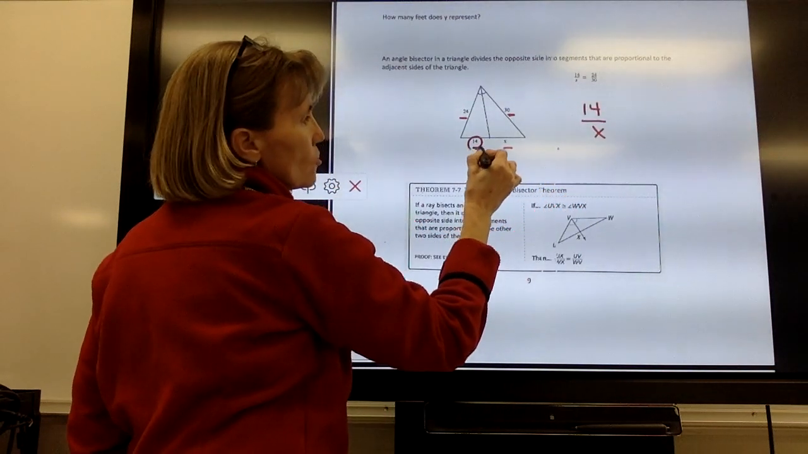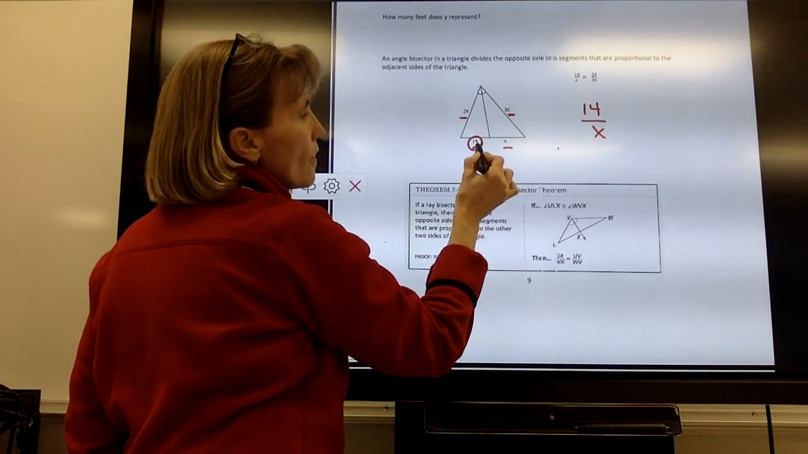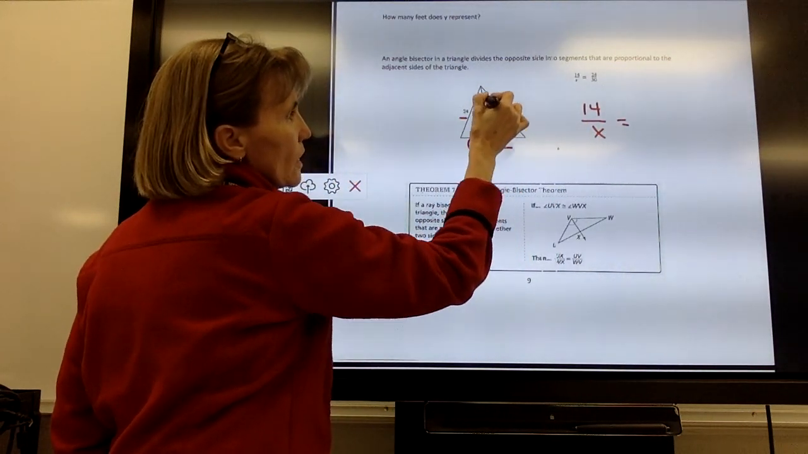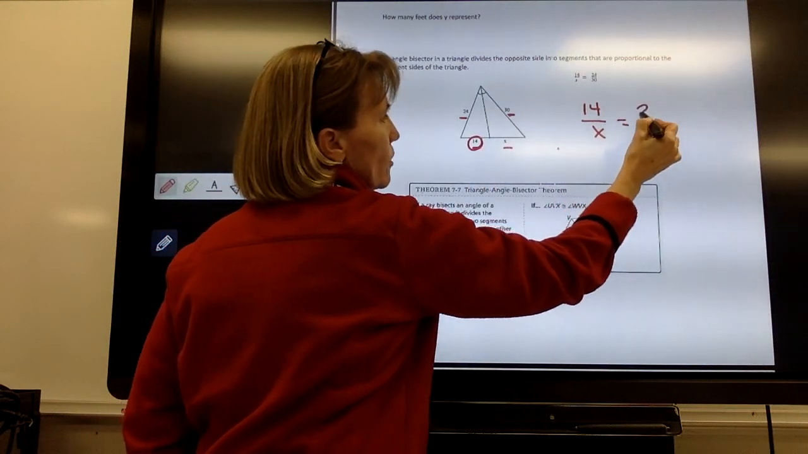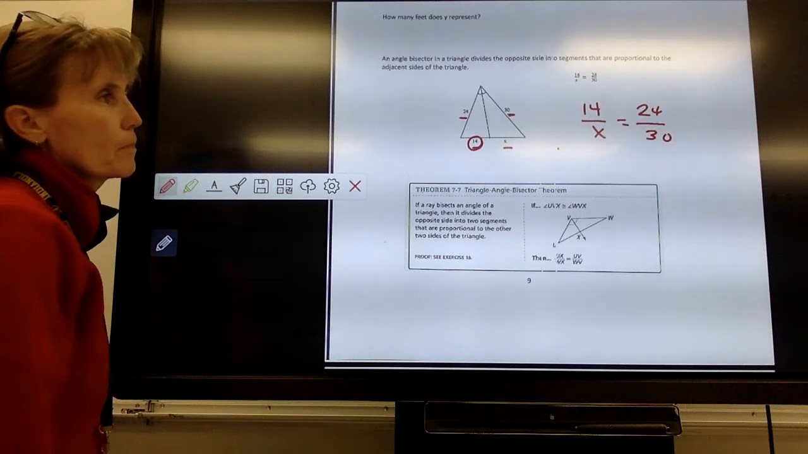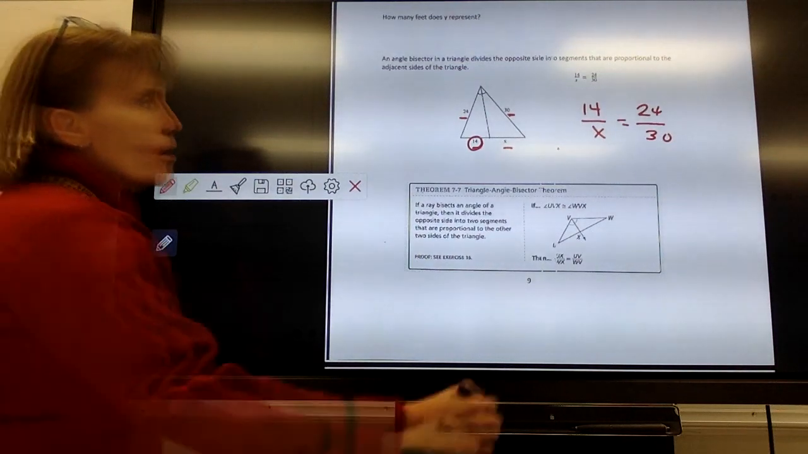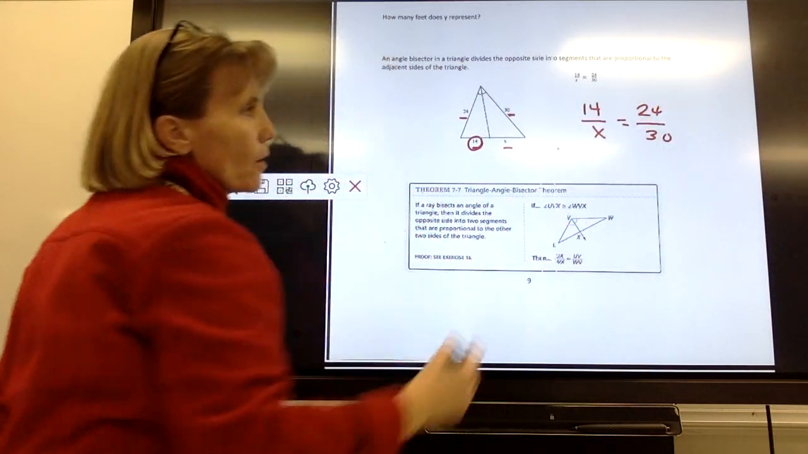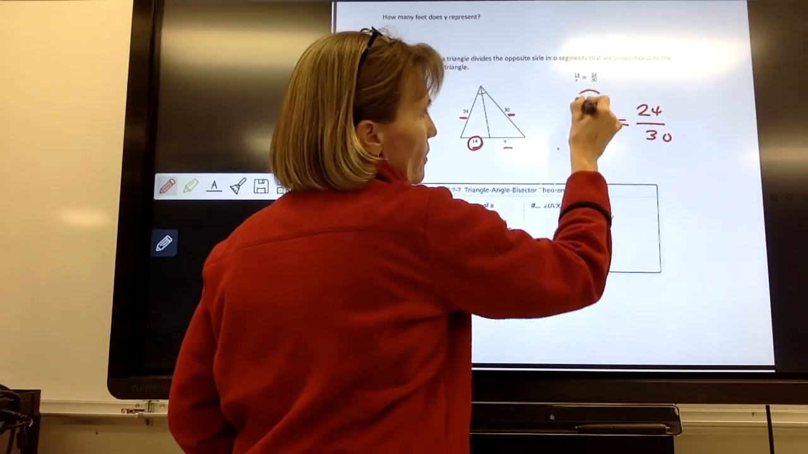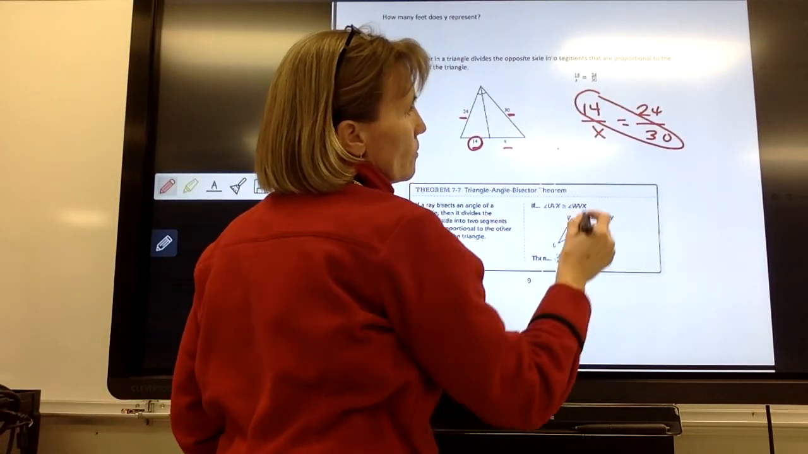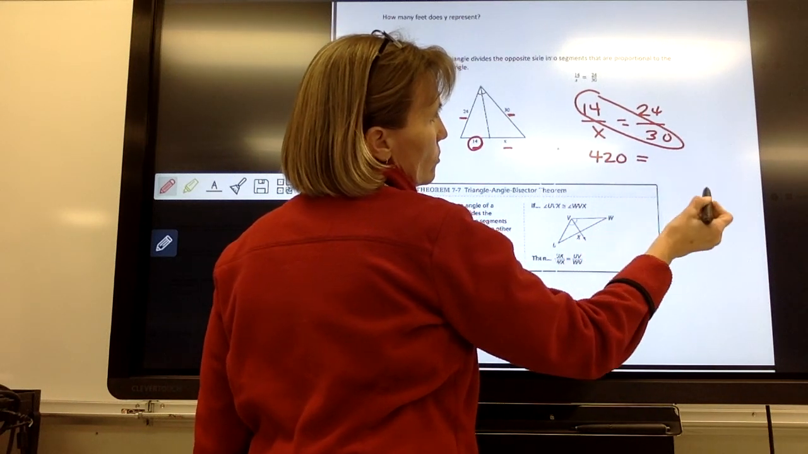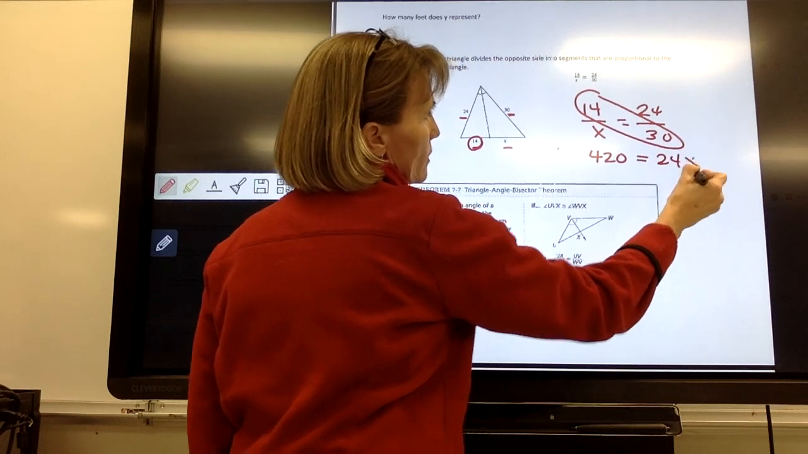So this side of the triangle is in the numerator. That means I have to put this piece, this 24, is in that same triangle. So 24 would have to go in the numerator and 30 in the denominator. Okay, we could set that up. And then we can solve that with our cross product. So I have to take 14 times 30. Okay, if I take 14 times 30, I get 420 equals 24x.